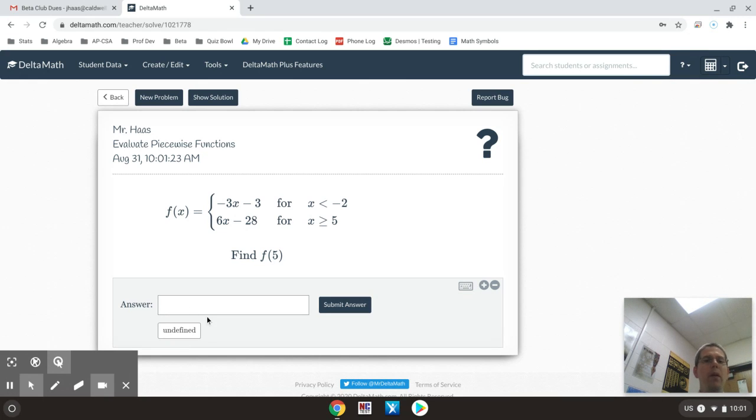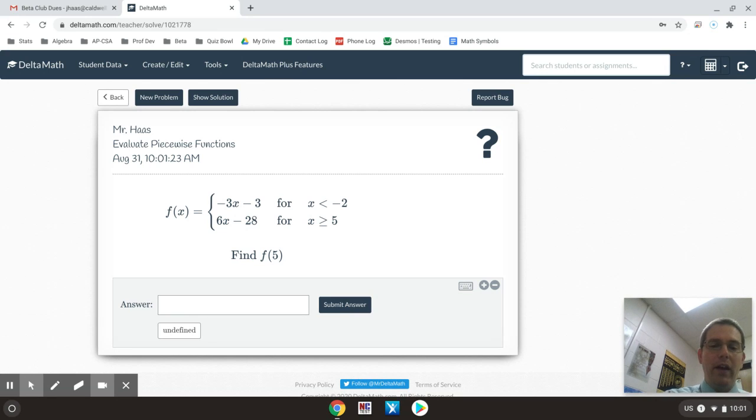Okay, on this problem, we're evaluating still, but they've given us an equation instead of a graph. So to evaluate f of 5, I first have to decide which of these rules I use. Well, 5 is definitely greater than or equal to 5. So the rule I'm going to use is this one over here. Remember, this is my domain restriction. This is my rule. So I'm going to use this rule here.